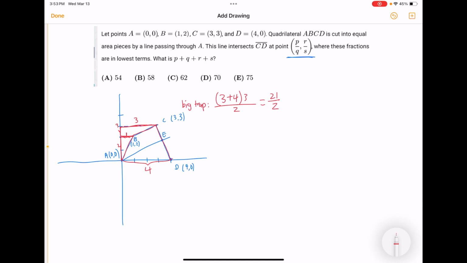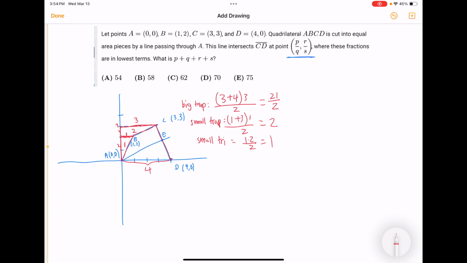And then to find out the area of the small trapezoid, it would be the same formula. It would be 1 plus 3 times 1 over 2, which is 2. So the area of the small trapezoid is 2. And then the area of the small triangle is 1 times 2 over 2, which is 1. So the area of that triangle is 1.